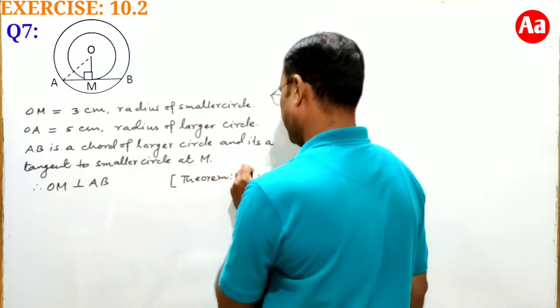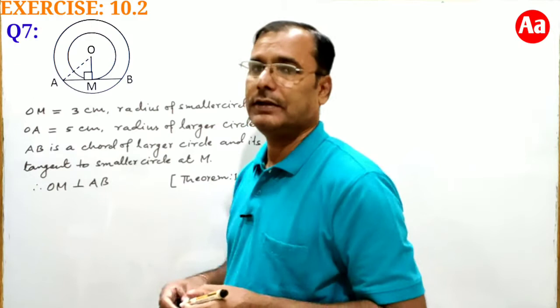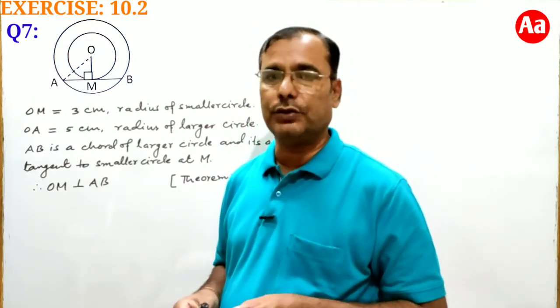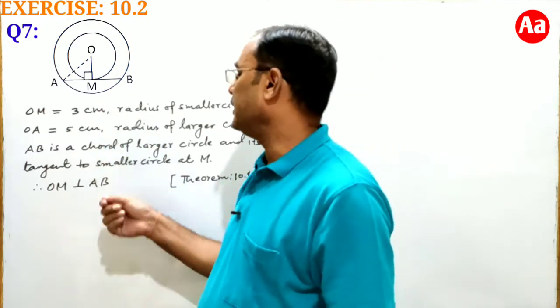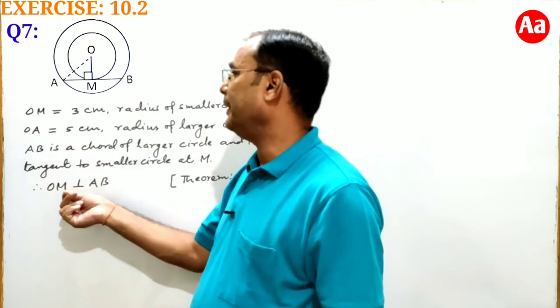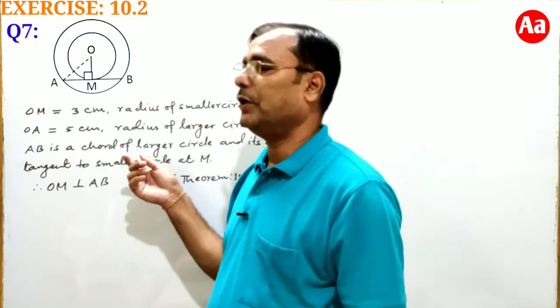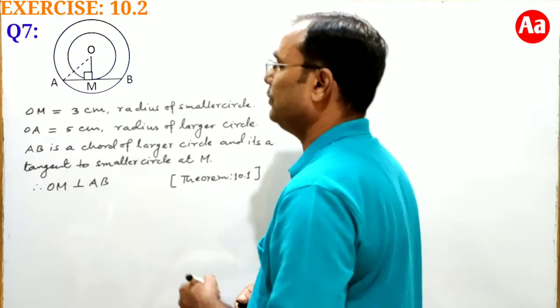As per theorem 10.1. Theorem 10.1 says that the tangent at any point of a circle is perpendicular to the radius through the point of contact. So, in this figure, OM is the radius through the point of contact M, as AB is a tangent to the smaller circle at point of contact M. So, that's why OM is perpendicular to AB.